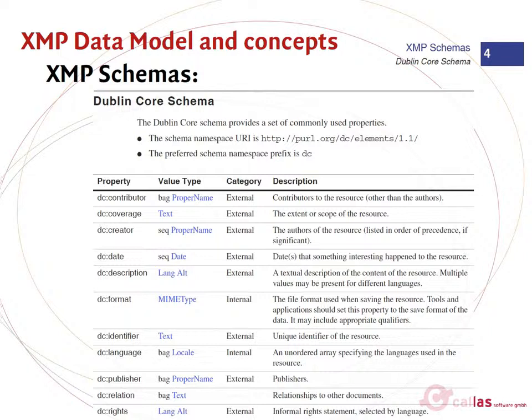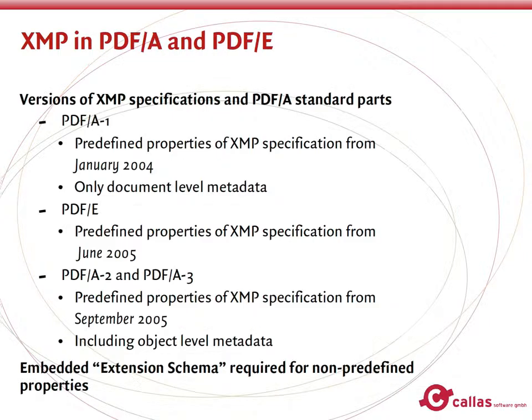Then we have a category. A property can either be external or internal. External means it has a meaning to human beings, and internal means it's more addressed to software, to machines. And we have a description, and that's a human-readable description, and that tells you what this property actually means or should be used for. So that was a quick walk through the XMP data structures. Technical concept. So back to the interesting stuff.